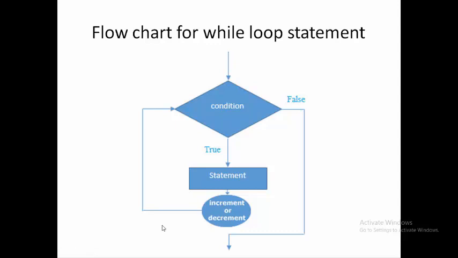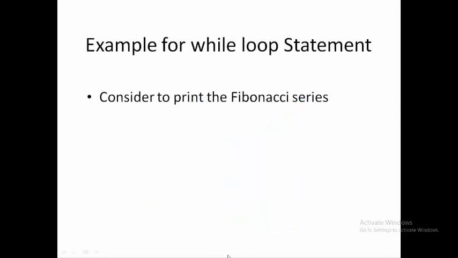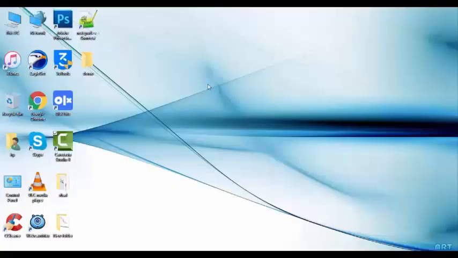Flowchart for the while loop statement. Condition: if the condition is true, the statement and increment or decrement will happen, then again it will check the condition. If the condition is true, then the statement and increment or decrement will happen. If the condition is false, then the outside block will execute. Example for the while loop statement: consider printing the Fibonacci series. Let's open the editor.